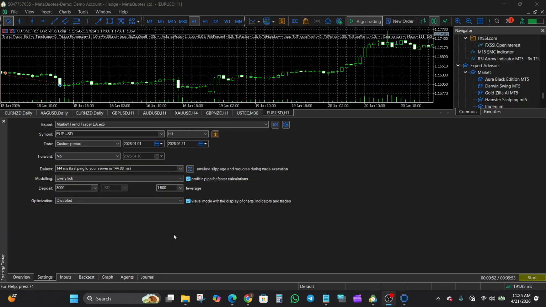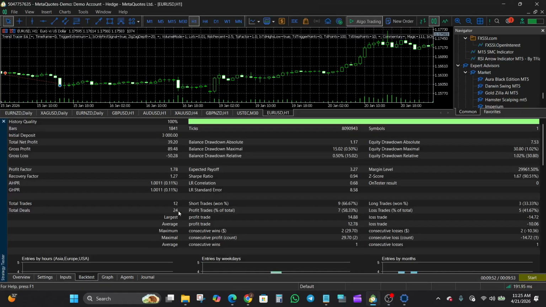Okay, so we have our results now for the back testing, and we can see that out of 12 total trades, there were 9 short trades and only 3 long trades. So a greater percentage of trades were in the selling direction, and 66.67% of our short trades were winners, while 33.33% of our long trades were winners. Okay, and the net profit we have here is just a little above 1% of our initial deposit. All right, net profit of 39.20 US dollars.